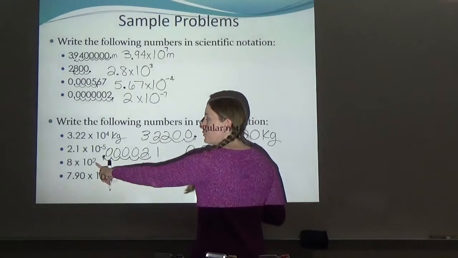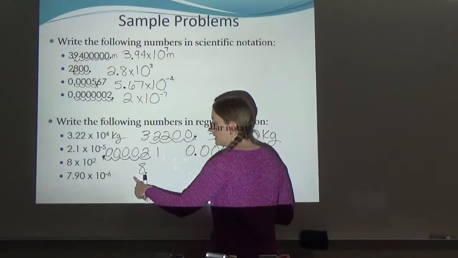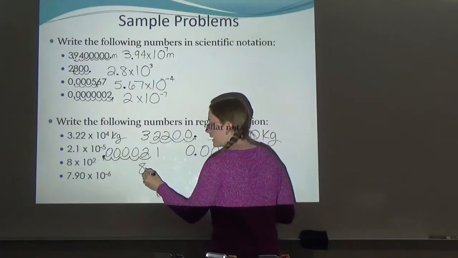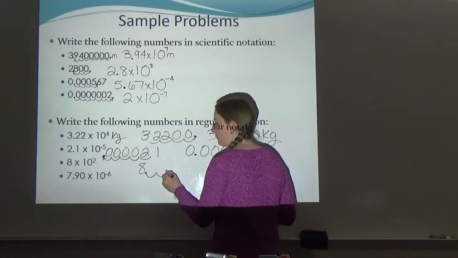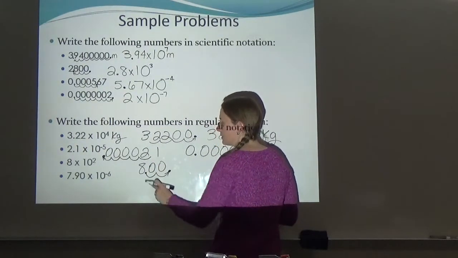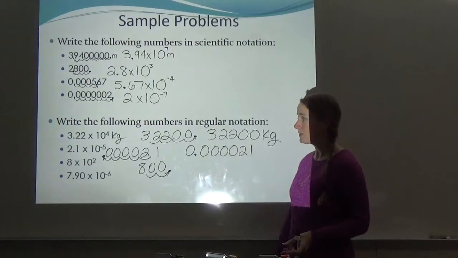So 10 to the 2 means it's a large number, greater than 1. So if I start moving my decimal in this direction, I'm going to make it smaller. So I want to move my decimal to the right 2 places. 1, 2. So there's my new decimal. I'm going to fill in my zeros and get rid of my original decimal. So my number is 800.